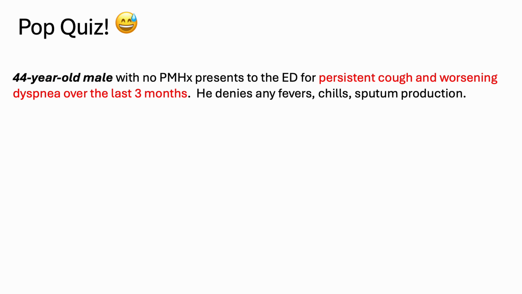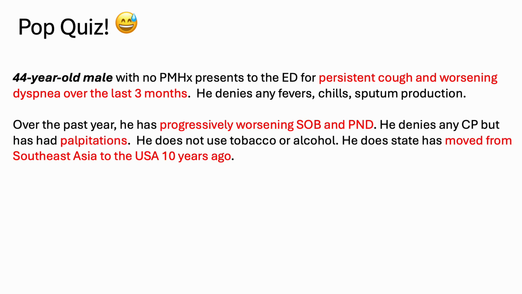Pop quiz time. Sorry, I had to do it. This is a 44-year-old male with no past medical history, presenting to the ED with persistent cough and worsening dyspnea over the last 3 months. He hasn't had any fevers, chills, or sputum production. Over the past year, he's had progressively worsening shortness of breath and PND. He has not had chest pain, but he does have palpitations.